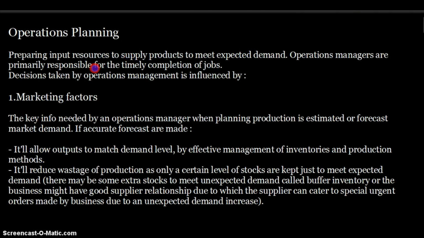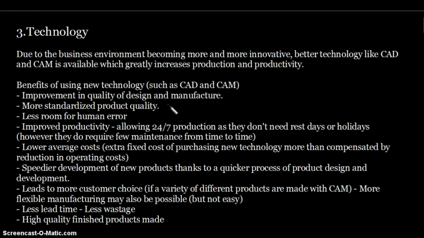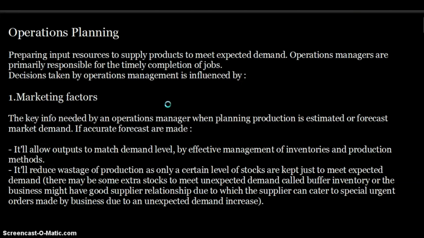Operations planning. Operations planning is basically preparing input resources to supply products to meet expected demand. Operations managers are primarily responsible for the timely completion of jobs. Now we have already discussed what operations management does and what the basic functions are, but over here we just say that the primary responsibility they have is the timely completion of jobs, that a job should be completed in time. Decisions taken by operations management are influenced by three main factors: marketing factors, availability of resources, and technology.